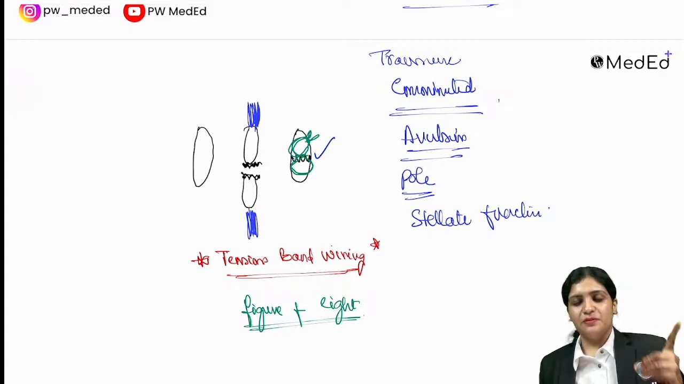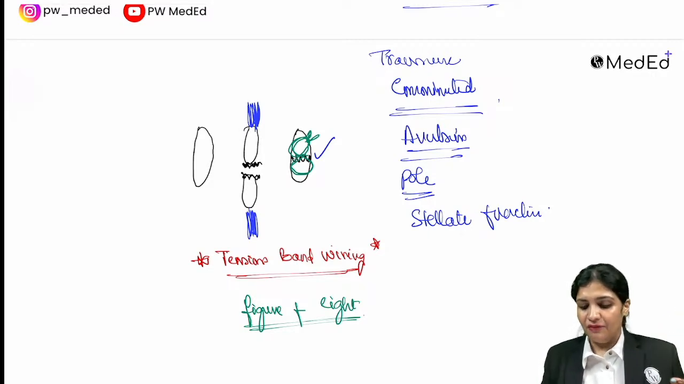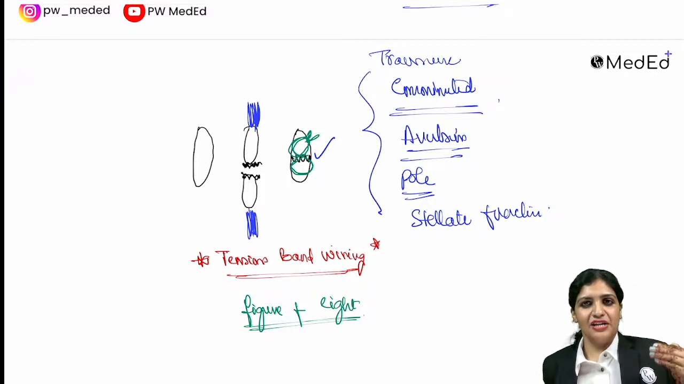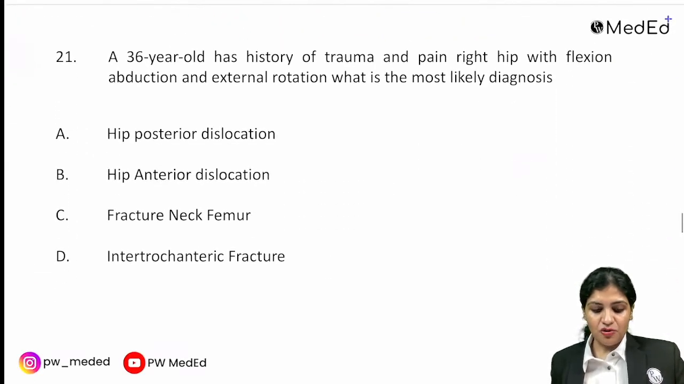So the first one is, patella fracture is a direct injury and it is a component of the dashboard injury, and this patella fracture can be of various types, and one such important classical type is the transverse, which you treat with the tension band wiring, right? So that is the question. Let's go to the next one.